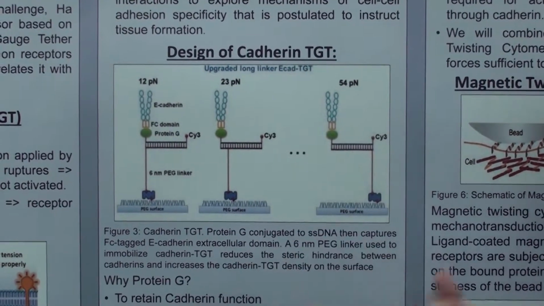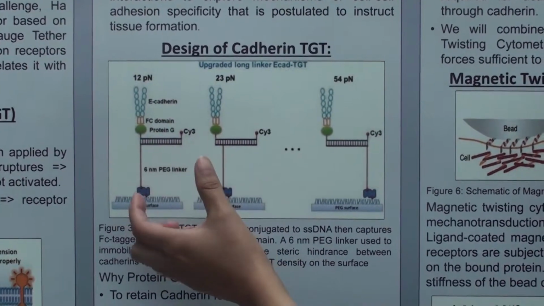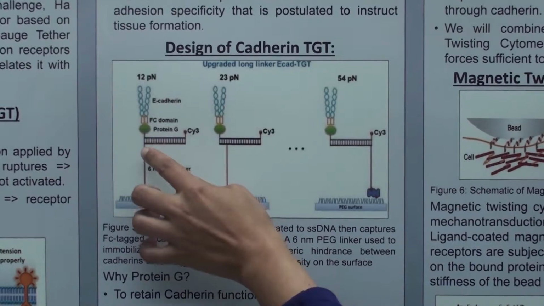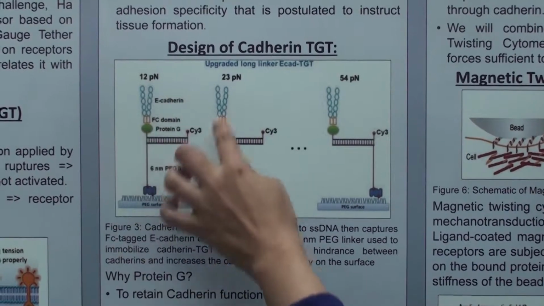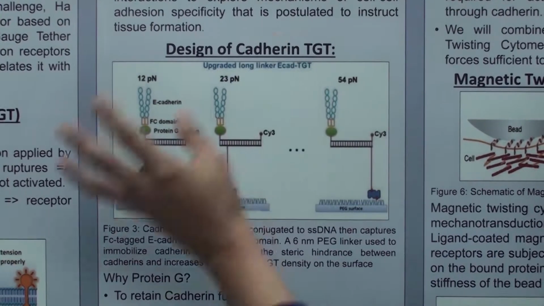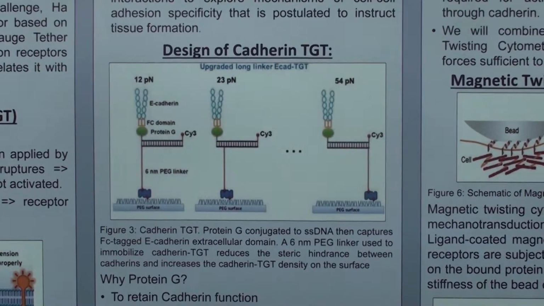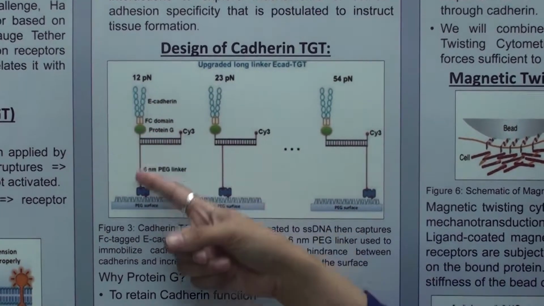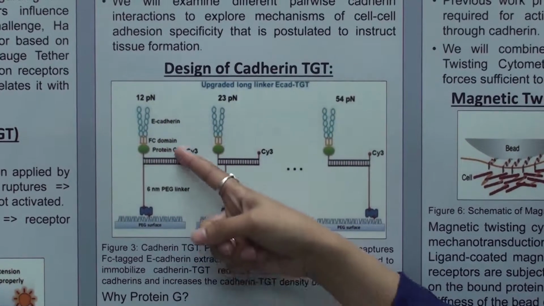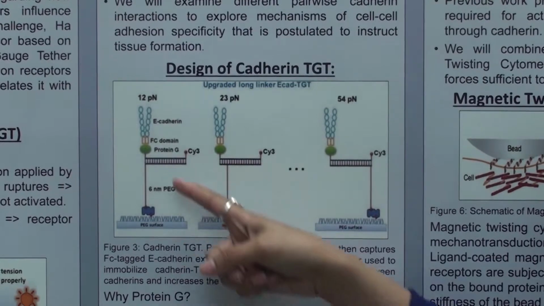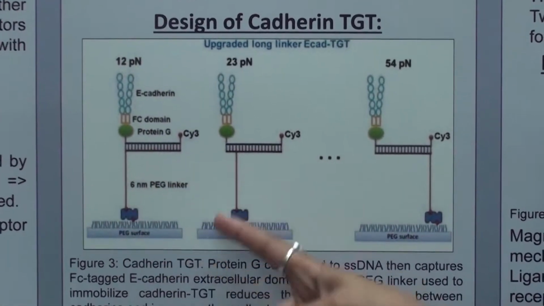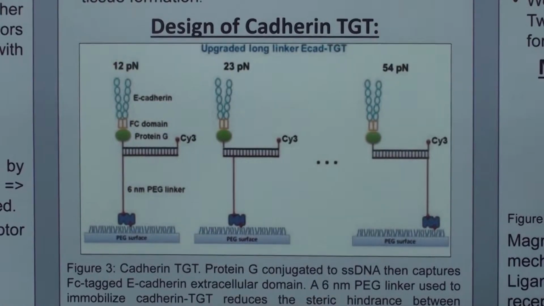The design of cadherin TGT is very simple. We have a 22 base pair DNA double strand which is conjugated to a protein G, which links to any sort of Fc domains to create E-cadherins or any other proteins for that matter. And then we have a 6 nanometer PEG linker, which prevents the steric hindrance of the TGT from attaching to the surface, and this has been anchored to the surface using neutravidin and biotin. The surface is passivated by PEG.